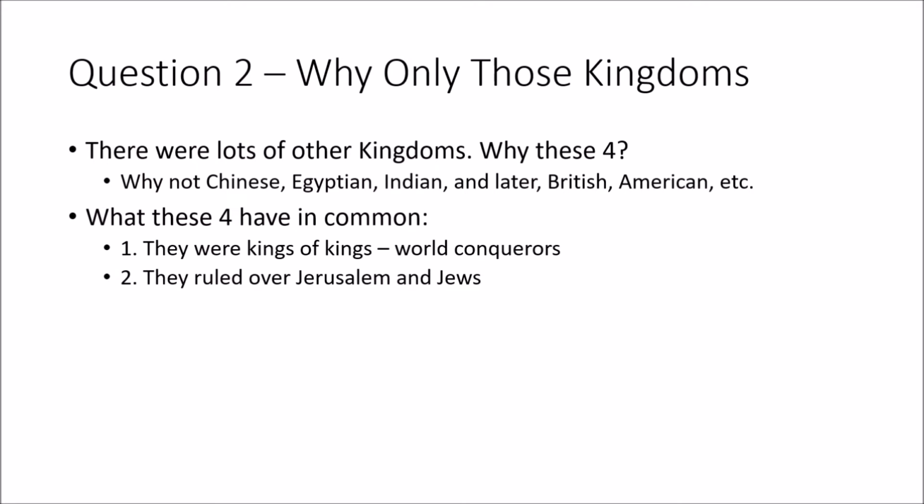And we talked about that because God has this definition for an empire, and the definition has two parts to it. One is that these were kings of kings, meaning that they were conquerors who intended to conquer the entire world. That was their goal, and these four had that as part of their character. And the other aspect of it is that they ruled over Jerusalem and Jews when they conquered. And so those two things make up God's definition of who is a world empire.